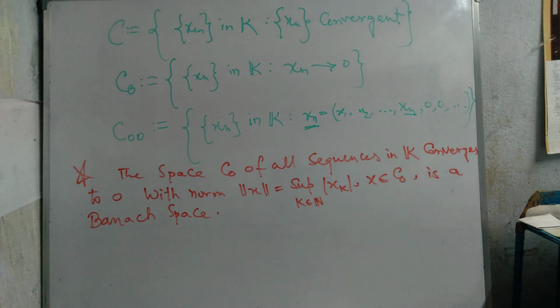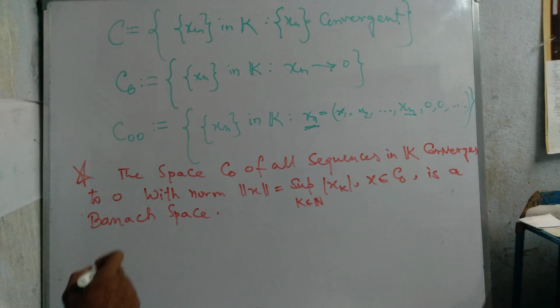So today we also prove that the space C0 of all sequences in K converging to 0, with norm of x equal to supremum over k belongs to N of mod of xk, x belongs to C0, that means where this x converges to 0, must be a Banach space. We have to prove that.